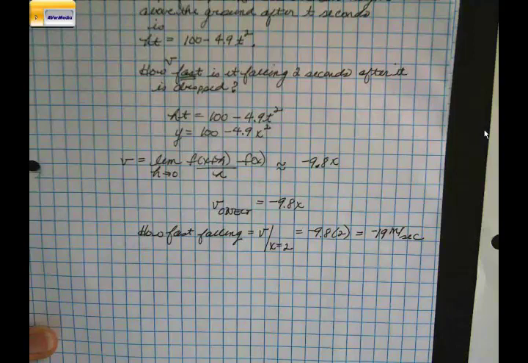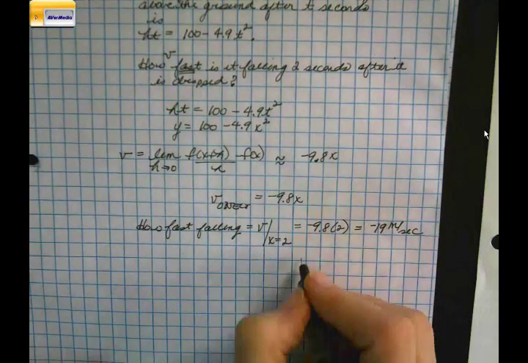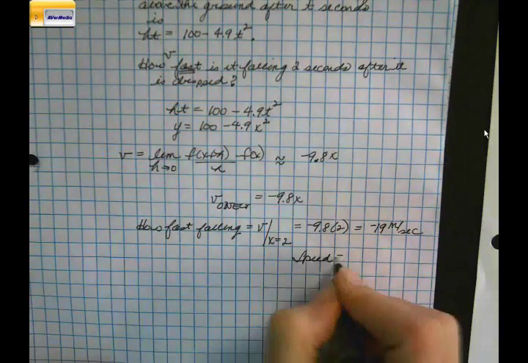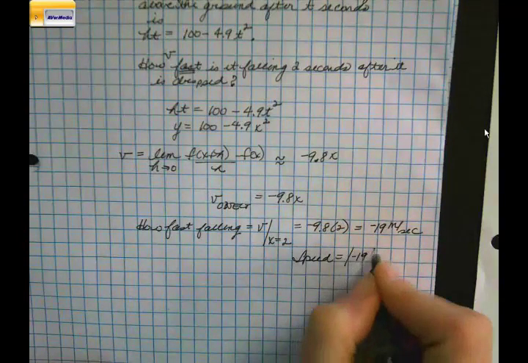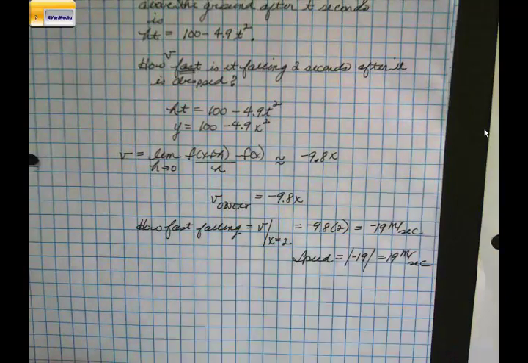Now, really, speed is supposed to be a positive value. Dropping is going to be negative and going up would be positive. Really, the direction is what determines being negative or positive. So when you're talking about speed, you really want the absolute value of that number. So we really go ahead and write 19 meters per second.